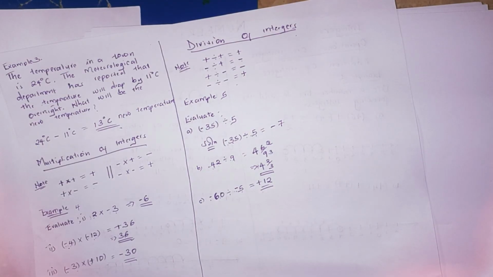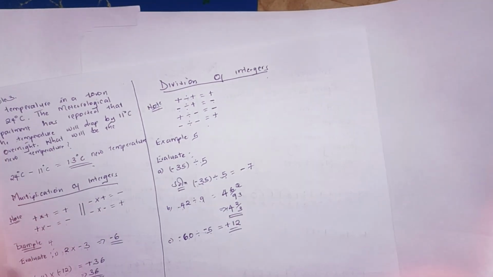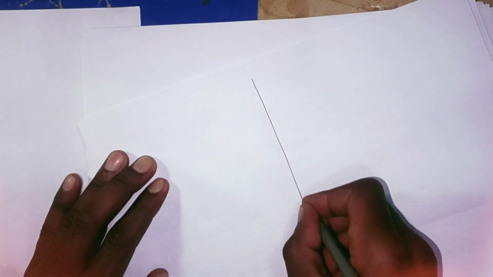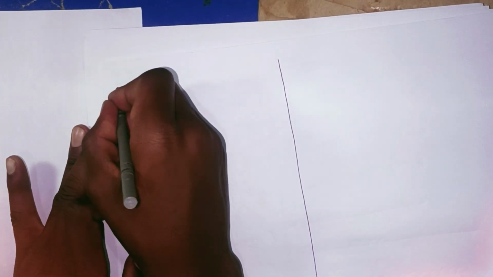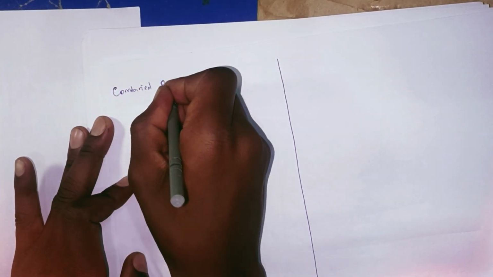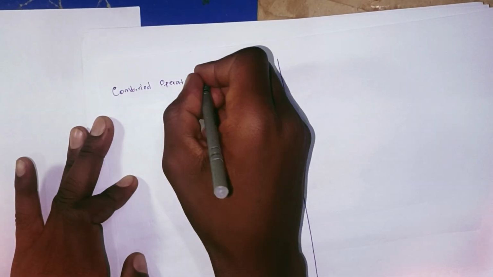Then we can go now to what we call combined operation that involves both multiplication and division. Combined operation on integers. Let me just draw a good line here.